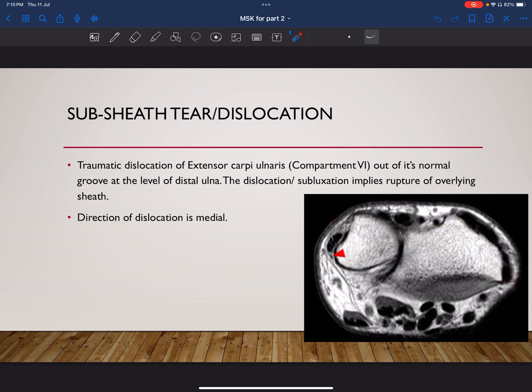So this is 6. So traumatic dislocation of extensor carpi ulnaris, compartment 6, out of its normal groove of the distal ulna, dislocation and subluxation. So basically what is happening is the tendon should normally be here. It has shifted towards the medial side. Below, this implies there is rupture of the overlying sheath.